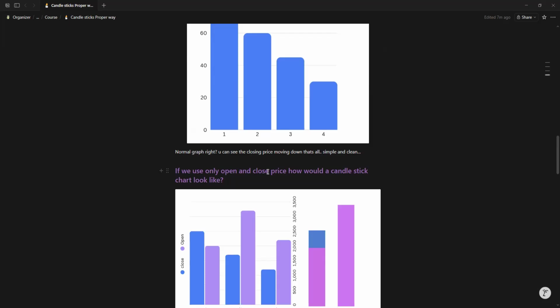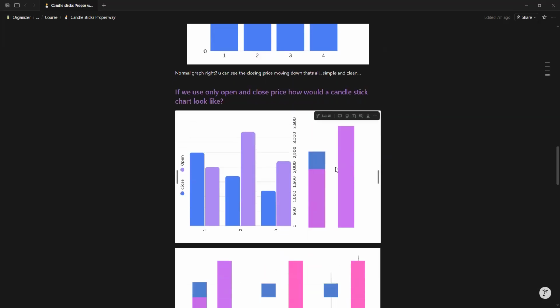Now if we use open and close price, how would a candlestick chart look? This blue one is the closing price and this one is the open for one time frame. You can see the close is above and the open is low, so it was bullish. And this one's close is lower and open was high. So what does that mean? It's a bearish candle. Likewise, the same thing: closing is lower and opening is high. So again bearishness, or a downtrend, or a down candle, whatever you want to call it.